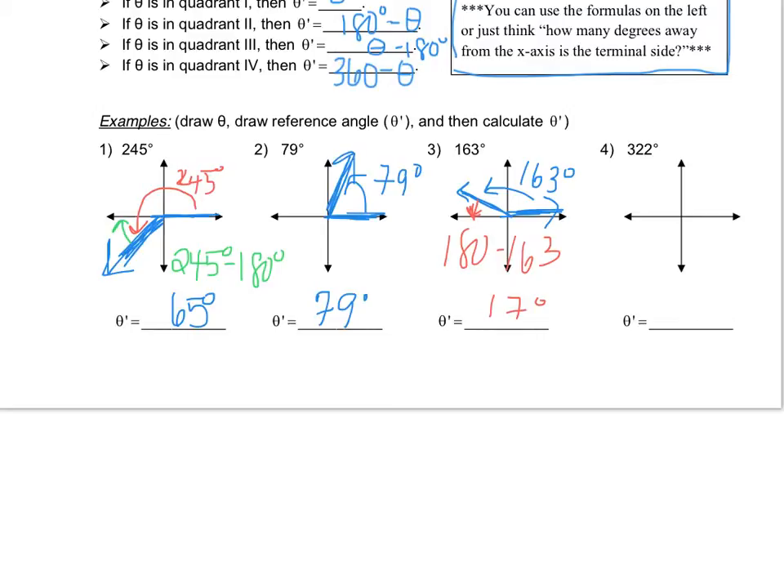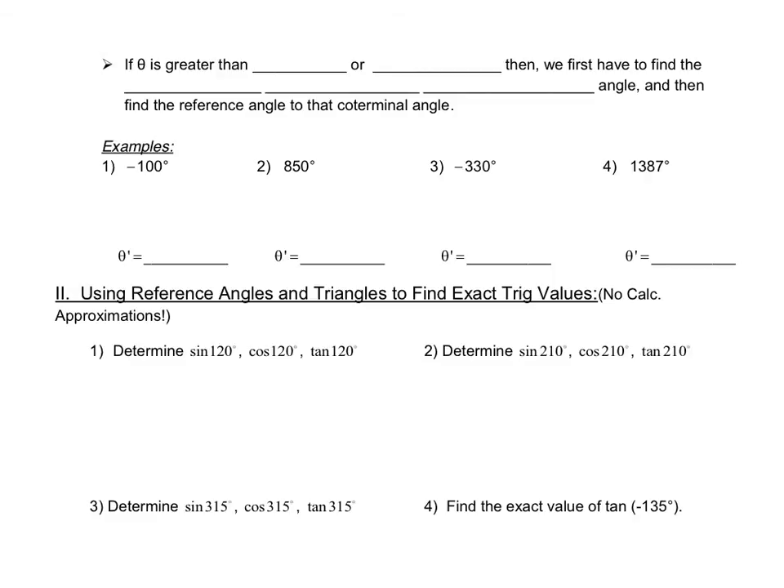Okay, share with your partner. And hopefully you guys got 38 degrees. Okay, for that one you take 360 minus theta. Okay. All right, so let's move on to the next part. We're not going to have these notes today, but we will get to part of part 2.